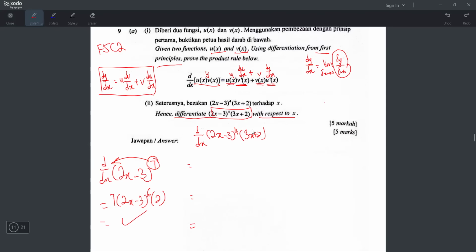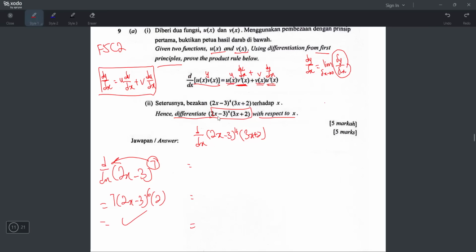Just like this one, as you can see, you can't expand, and also the power you can't bring in front because the 3x plus 2 is essentially here. Okay, and there's x there, right? Same with this power 1, if you bring it in front it also cannot, because there's x here. That is why we have to use the product rule.